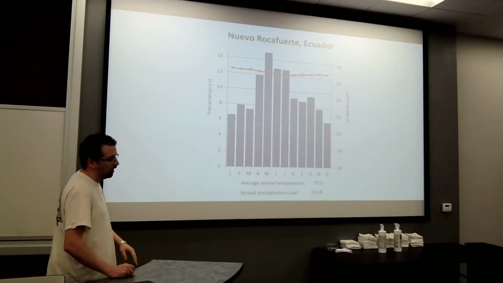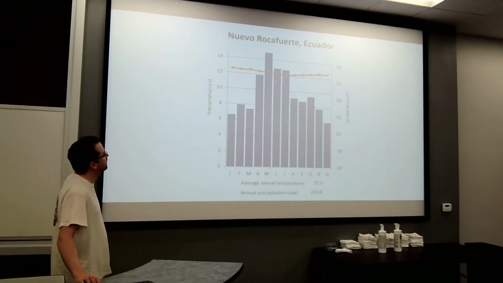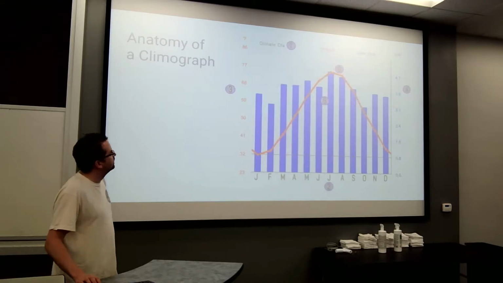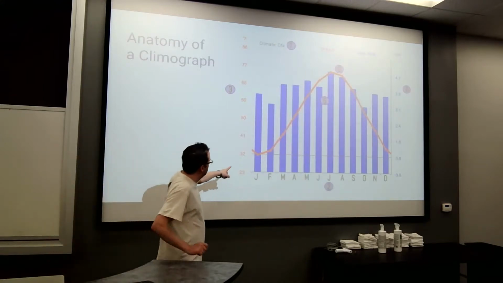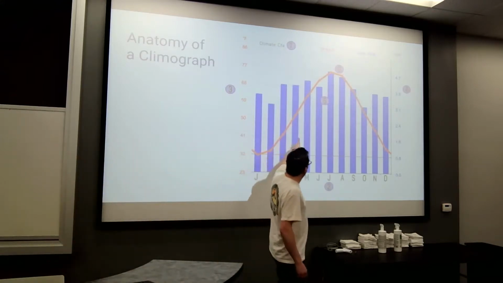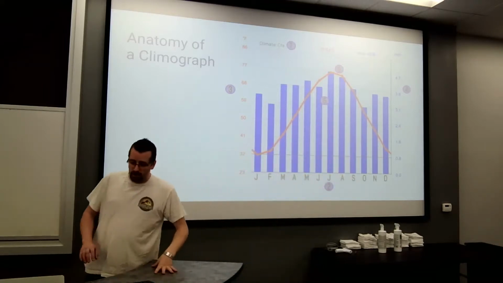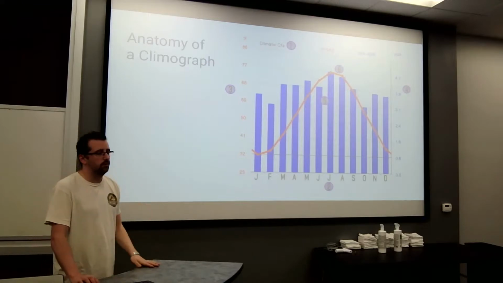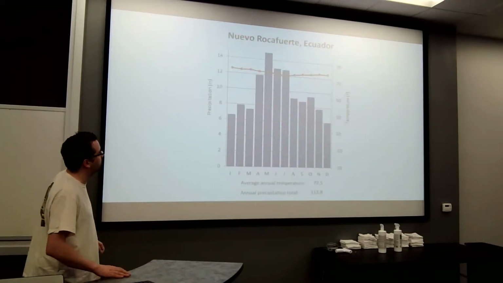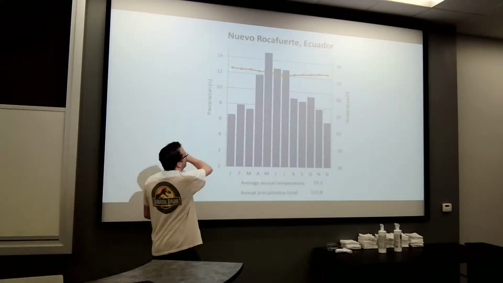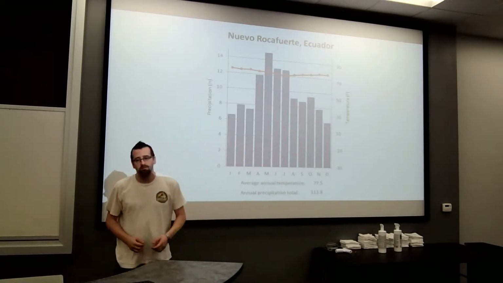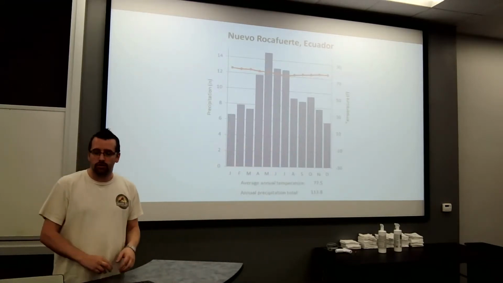But you notice, compared to the last temperature line, so this is a CFA, right? In January and February, we're low. We tend to peak in July and then come back down over the fall. But as you can see here in Nuevo Rocafuerte, you have almost a straight line for temperature.